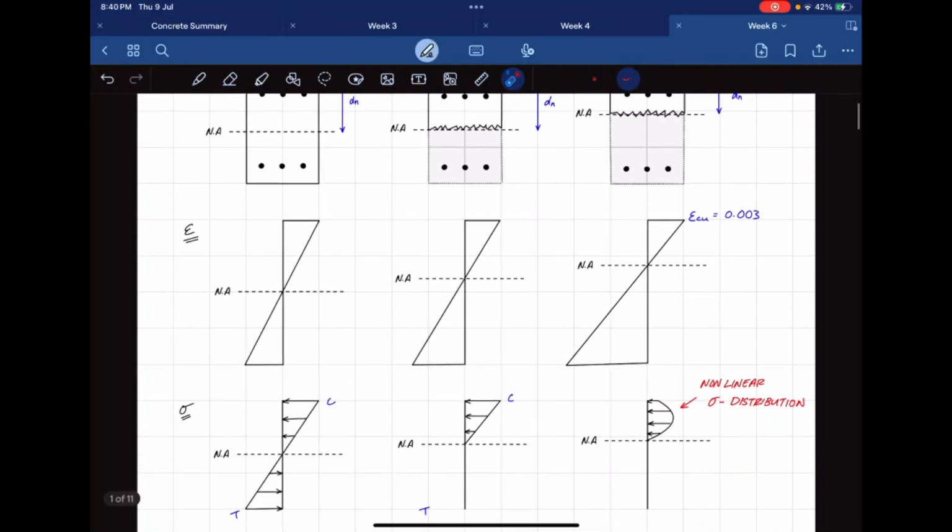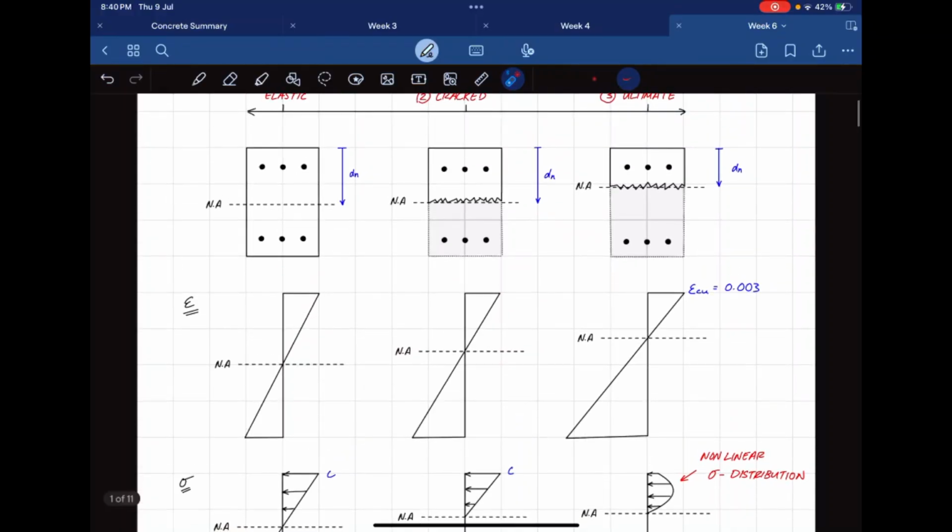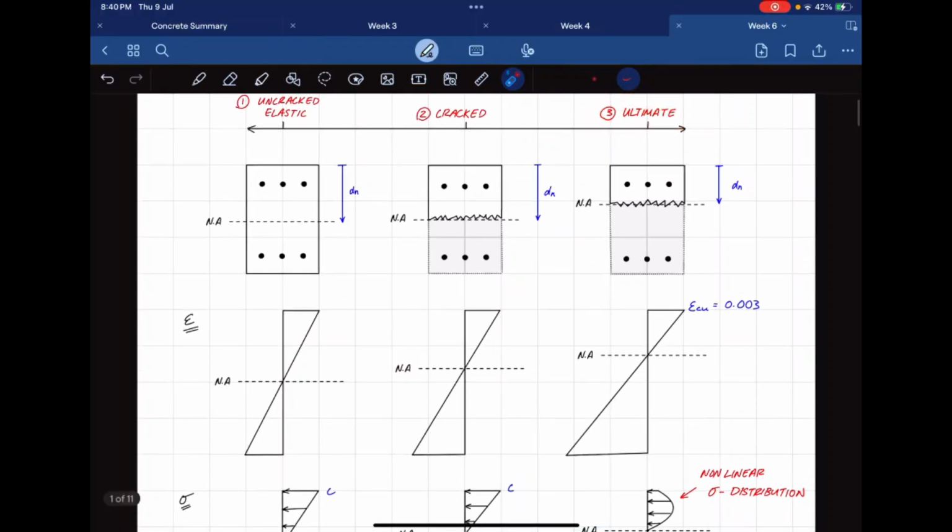Now over here I've got a strain diagram. For your elastic stage it's pretty normal. By the way, for your strain at the neutral axis, your strain is always 0. There's no strain, and the only key difference is in the ultimate stage, your concrete ultimate strain is 0.003. This is a very important number that we're going to need later on, so I'm going to highlight it.